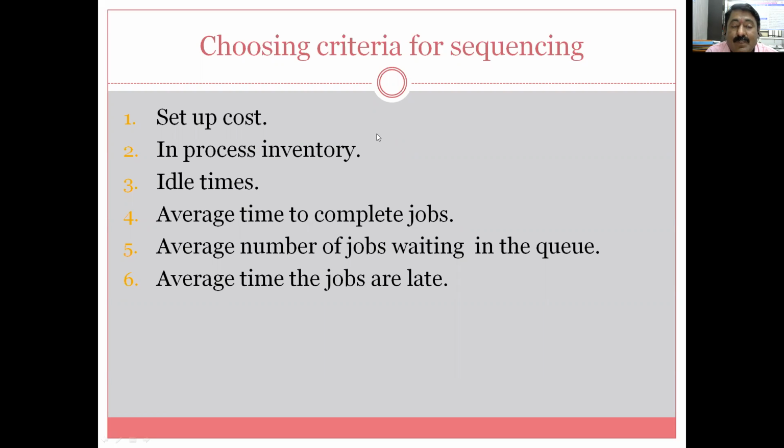Then idle times. What is the idle time for that particular job? Average time to complete the job. One job is loaded on one machine. What is the average time to complete that operation on that particular work center? What is the average time to complete the job on the next work center? So this is average time to complete job. And then if you add all these, it will give you the complete work cycle time or complete job time in which the job can be manufactured from raw material to final stage.